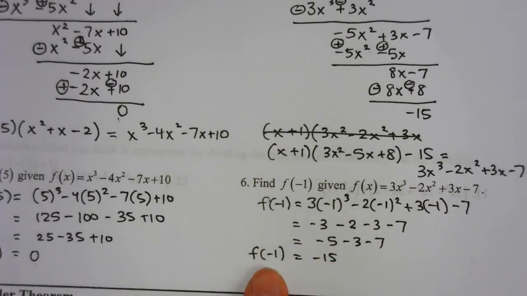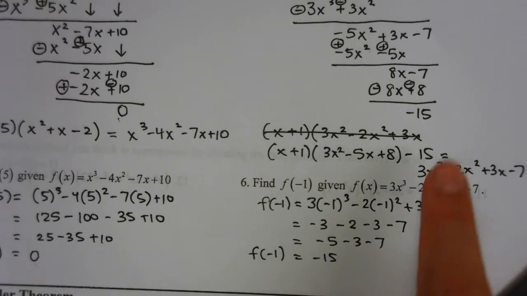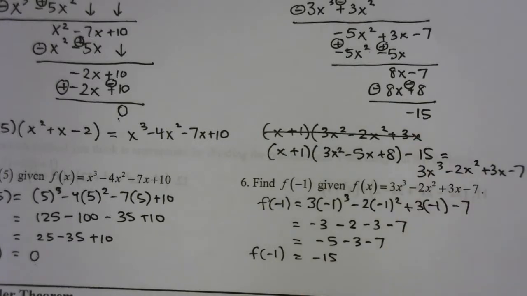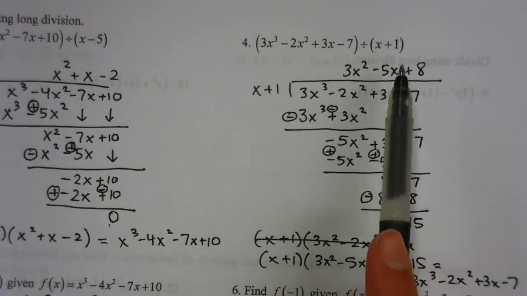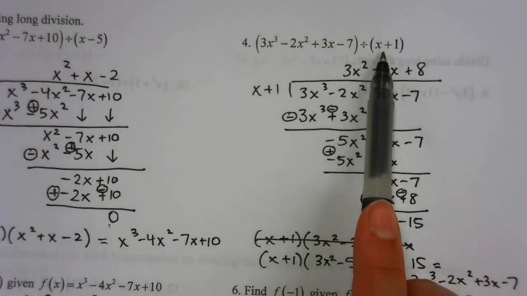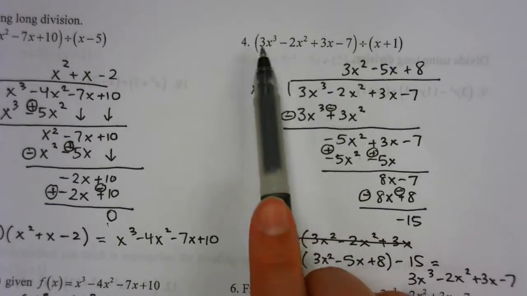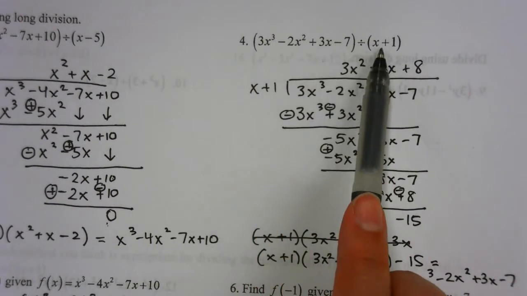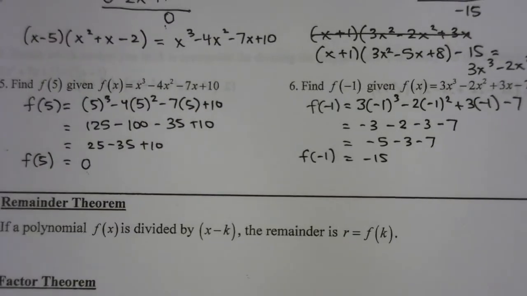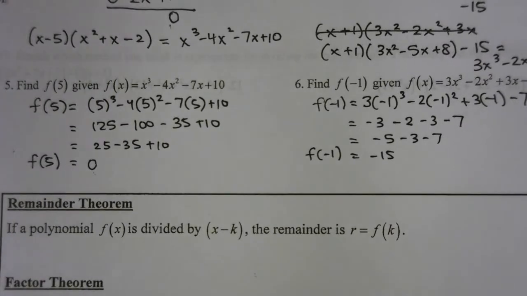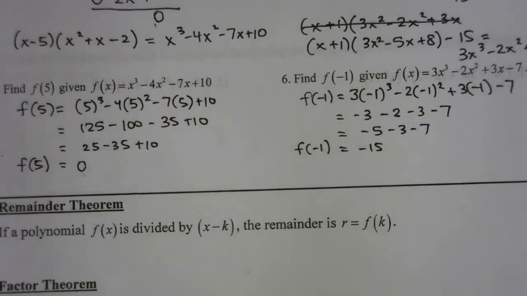When I evaluate the polynomial at negative 1, I have a remainder of negative 15, just like I had up here. So evaluating a polynomial at the zero of what you're dividing by, so what makes this zero, the negative 1, gives me my remainder. That is what it's talking about down here in the little box when you talk about your remainder theorem and your factor theorem.